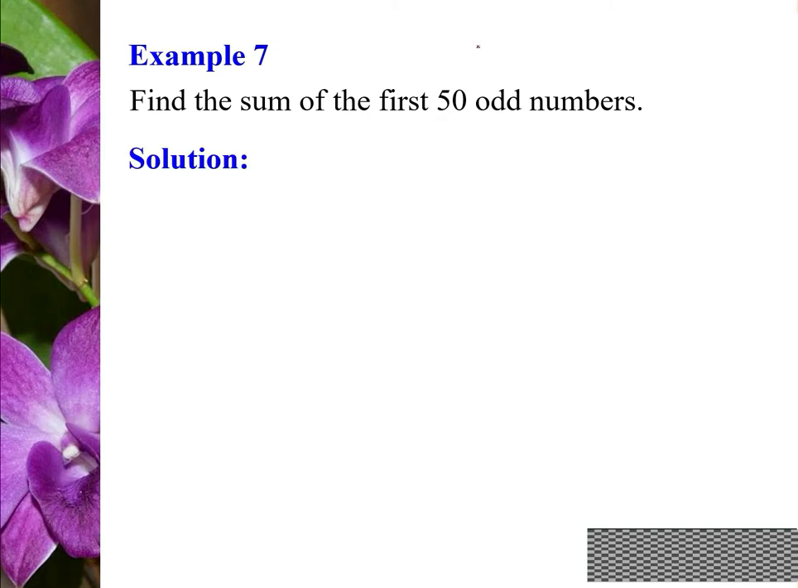Odd numbers are nombor ganjil. So it is 1, 3, 5, 7, and so on. We want to add until the 50th term, also known as T50. We want to find the sum, so we can just add them. But of course, we don't list down all the 50 odd number terms, because it will take a longer time. Now let's check whether this is an arithmetic sequence or not.